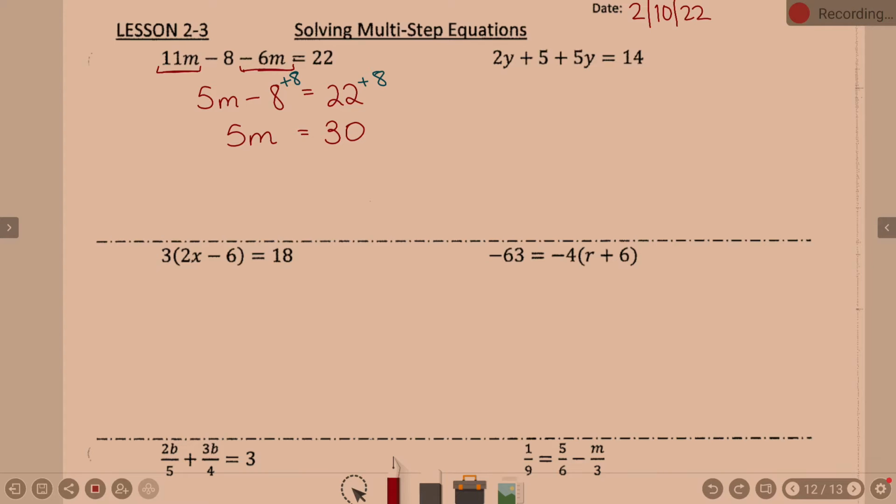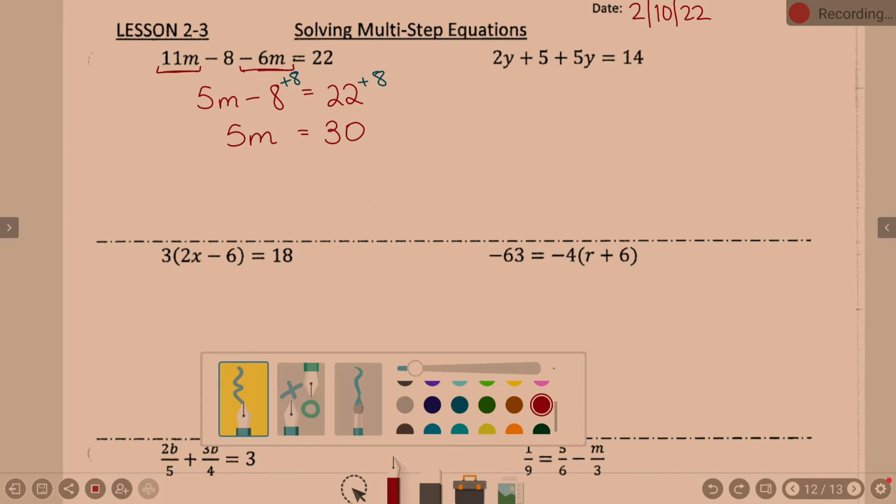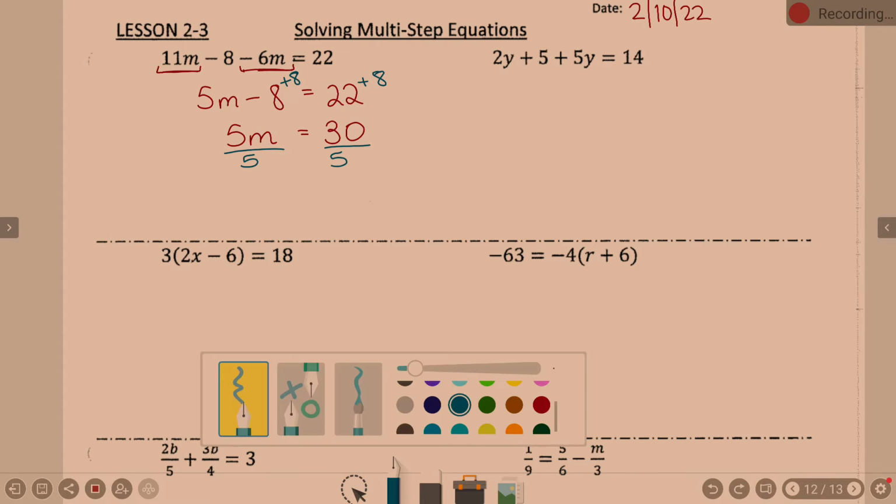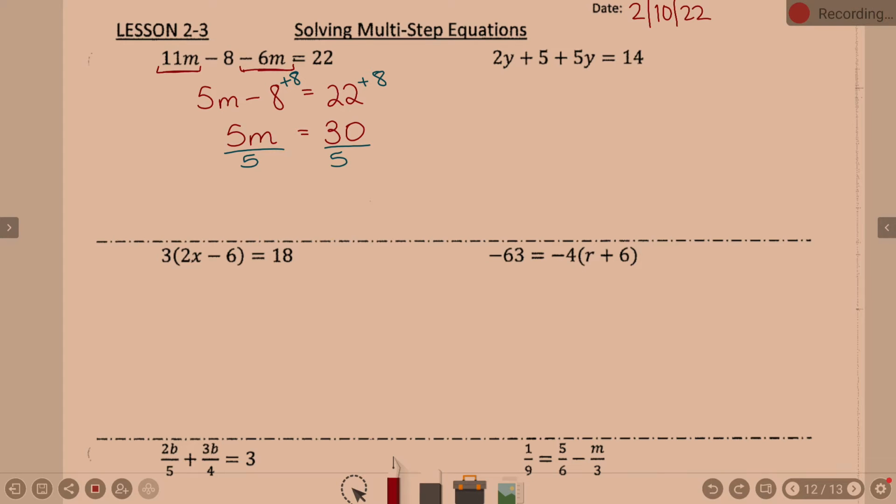Are we done yet? No. And we're not done because m's not by itself, right? So you have to divide by 5. If it's 5 times m, we want to do the opposite. We want to divide. So if I divide by 5, what is 30 divided by 5? 6. So we end up with m equals 6.